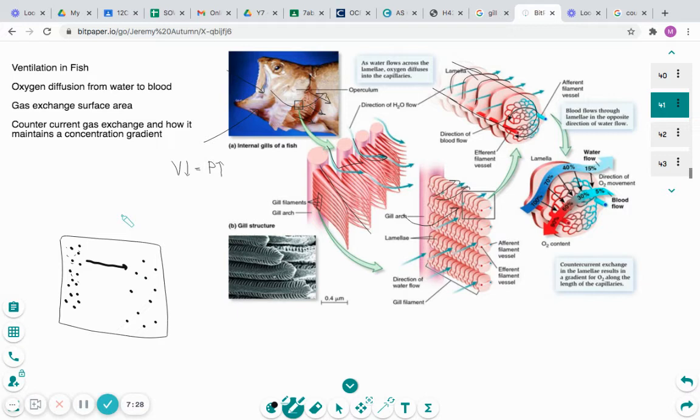So you don't want that to happen. So what does a fish have to help prevent the concentration gradient from getting too small? We want it to be nice and steep all the time, as steep as possible. We want high concentration, low concentration. We do not want the concentration gradient to look like this. That's going to cause diffusion to slow down.